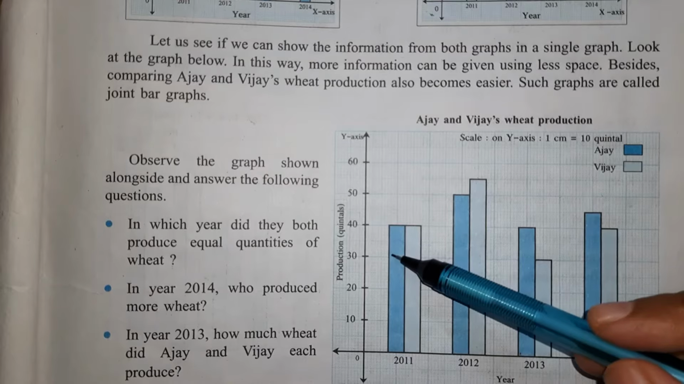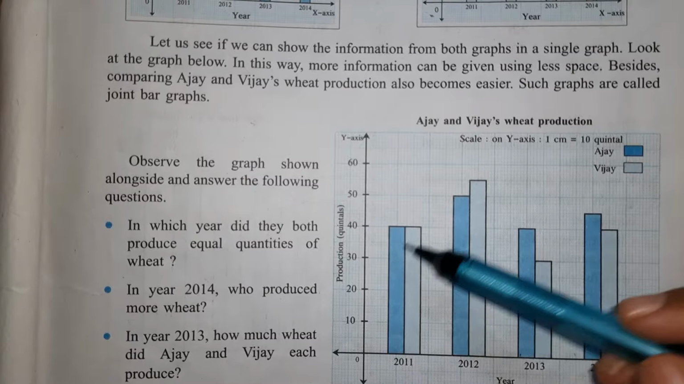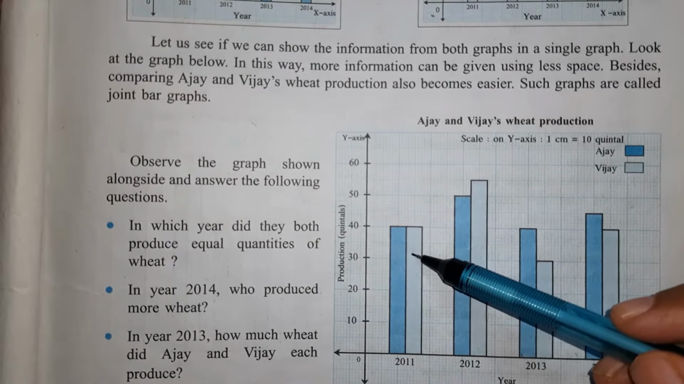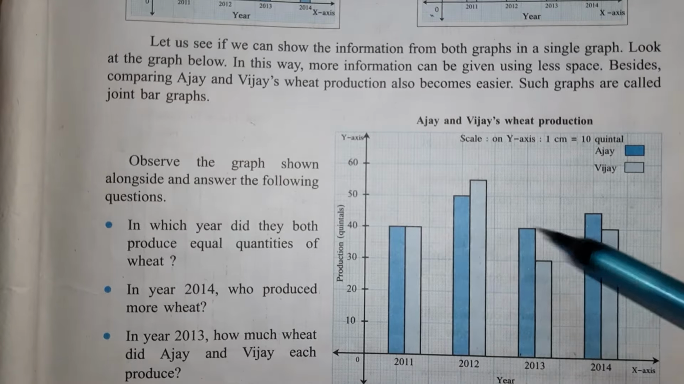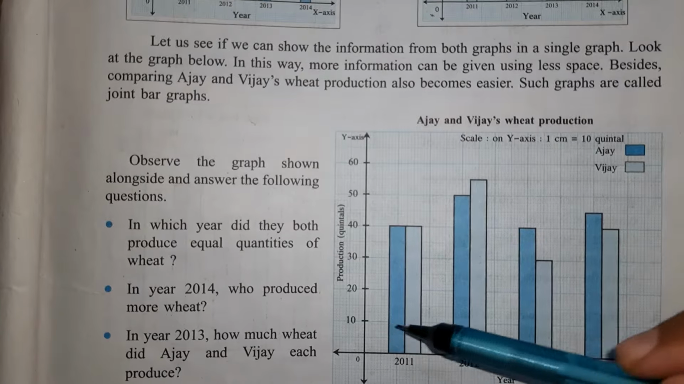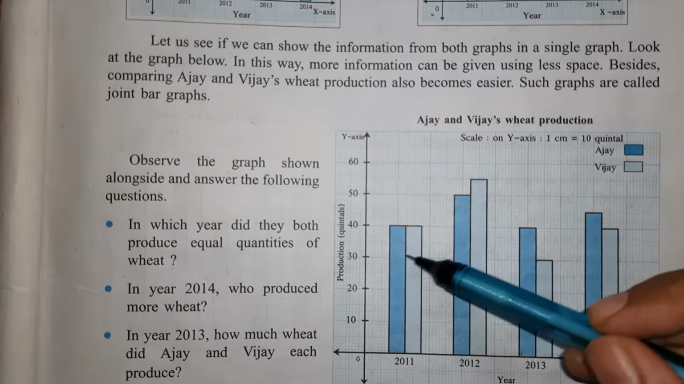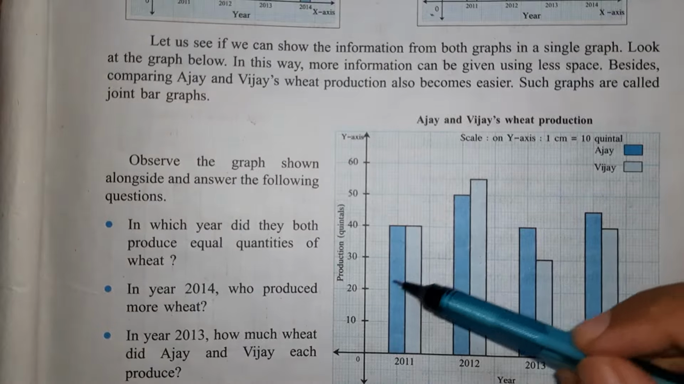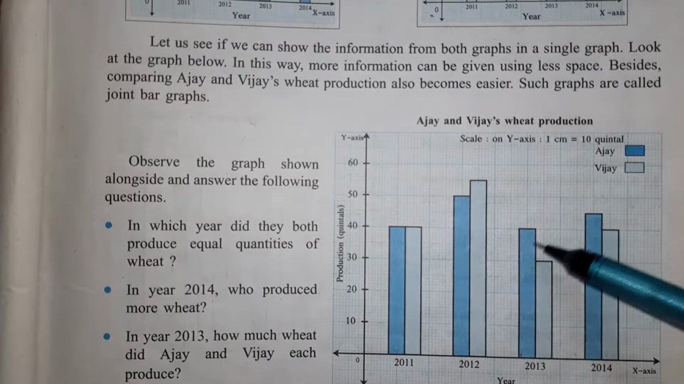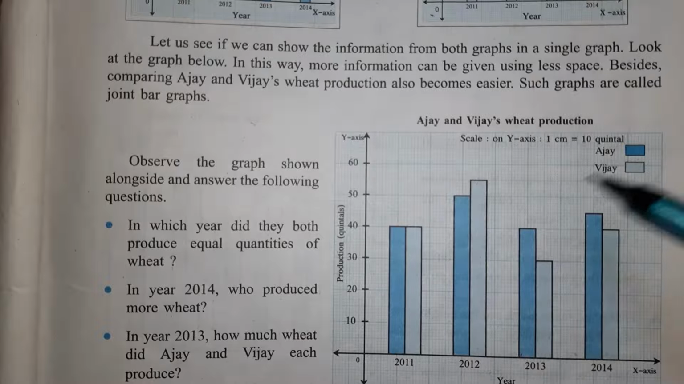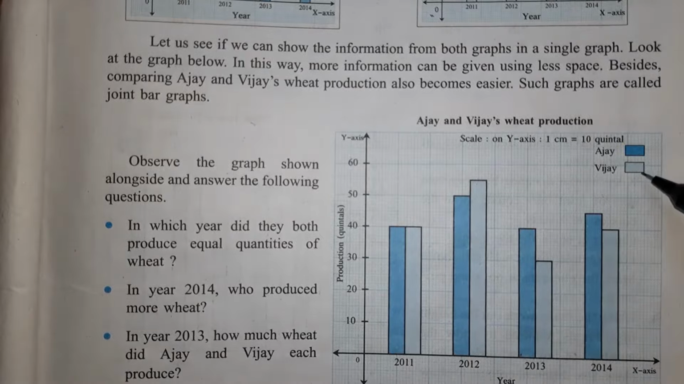So for one bar we will use dark shading and for the other bar we will use the faint shading. Only this much difference is there. Why this dark and faint shading? So that we can differentiate between the two graphs. Okay, so all the dark ones are Ajay and all the faint ones are Vijay.